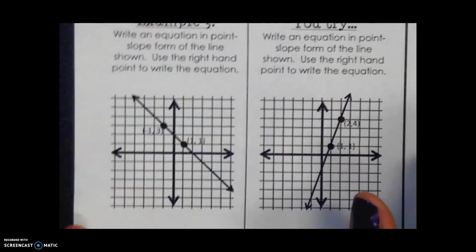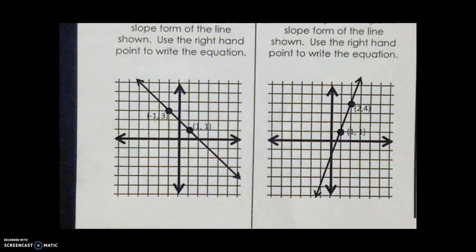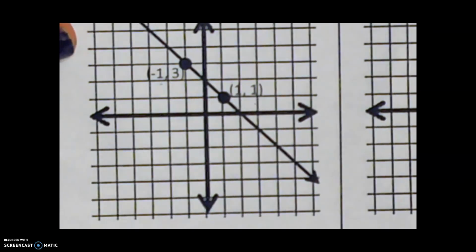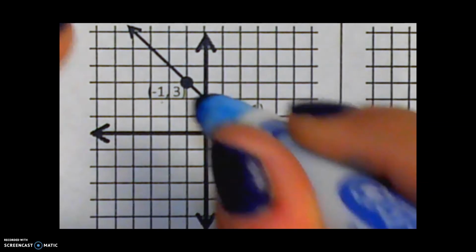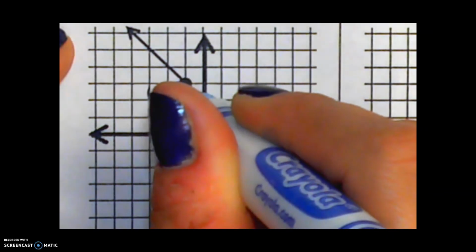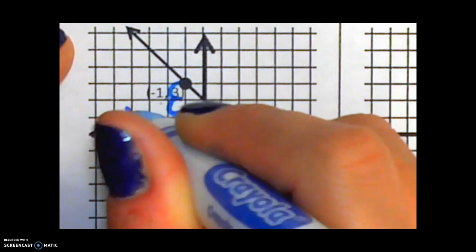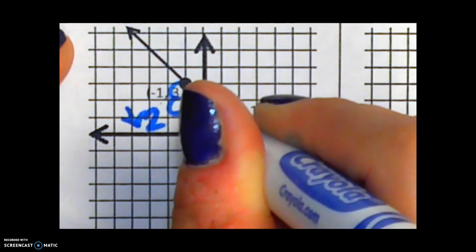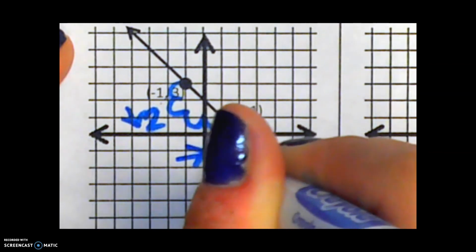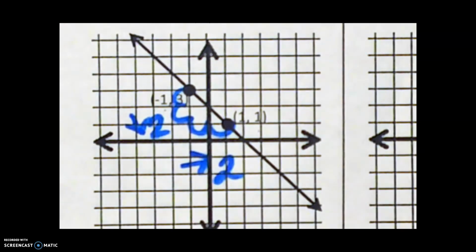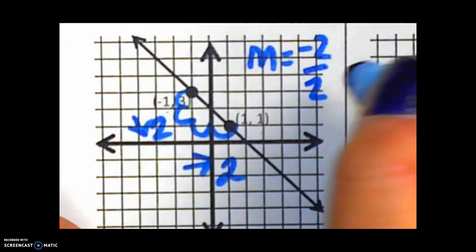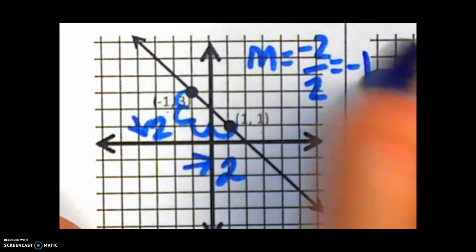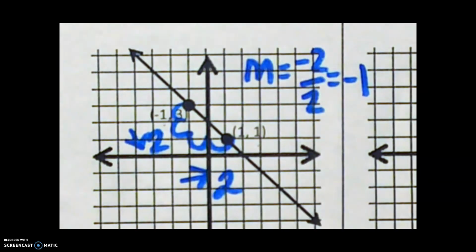So let me zoom in as far as I can and let's try to figure out the slope of this graph. Tell me what the slope of this graph would be. All right, so let's figure it out. Down 1, 2. So we went down 2 and to the right 1, 2. Down 2, right 2. So my slope is negative 2 over 2, which is negative 1. My slope is negative 1.